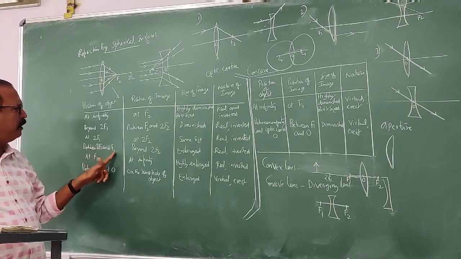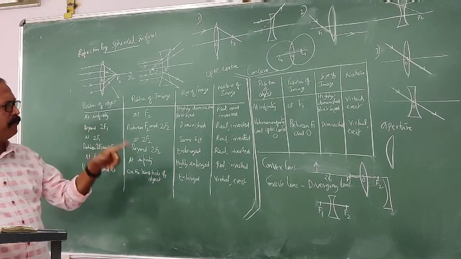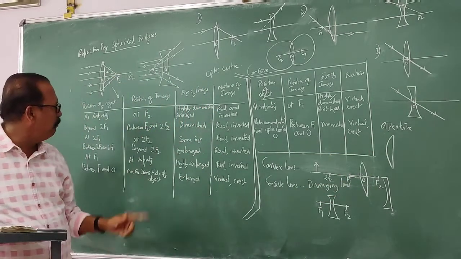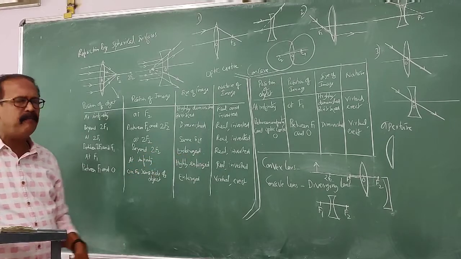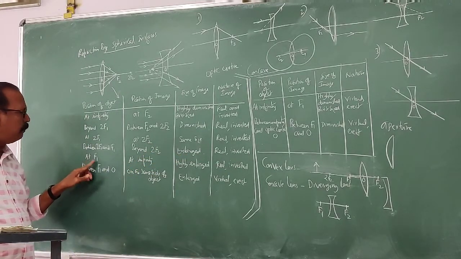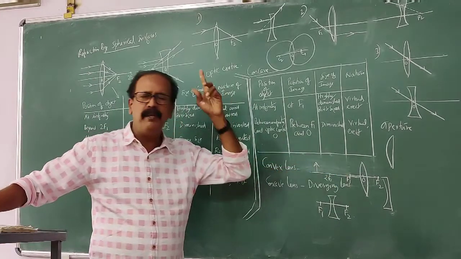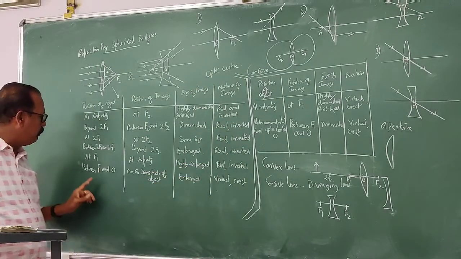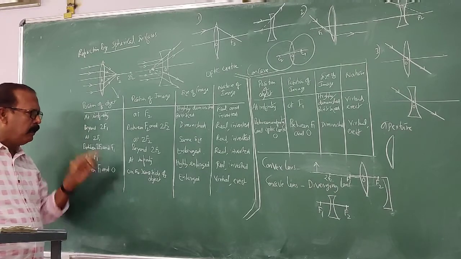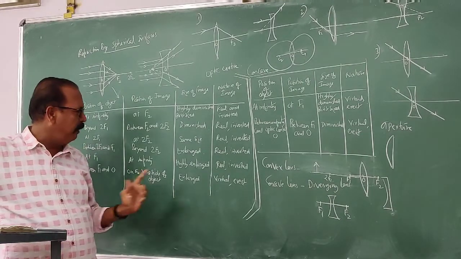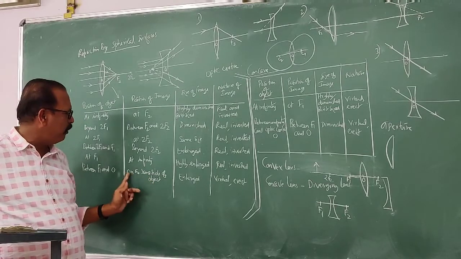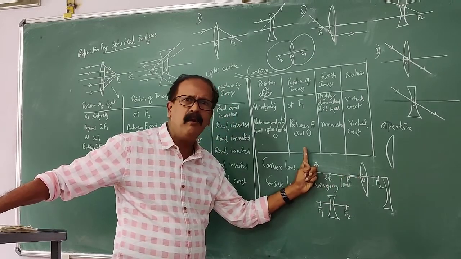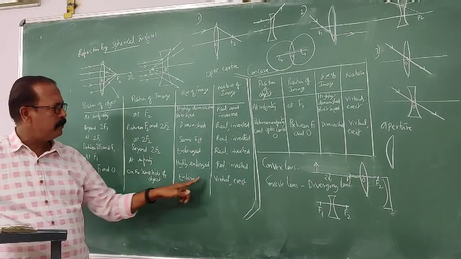Object is kept between 2f1 and f1, image is formed beyond 2f2. Enlarged image, real and inverted. We will draw on the figures. And object is kept at the focus f1, image is formed at infinity. Highly enlarged image, real and inverted. Object is kept between f1 and O, the image will be formed on the same side of the object, which will be an enlarged image, virtual and erect.